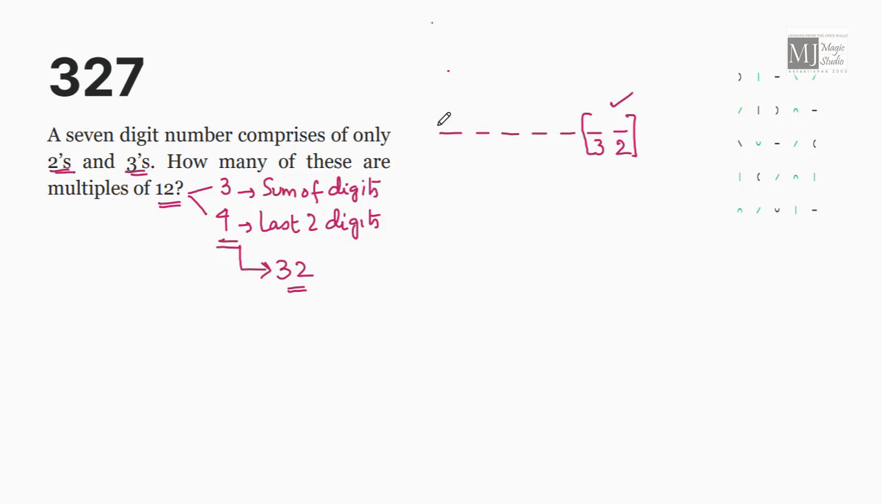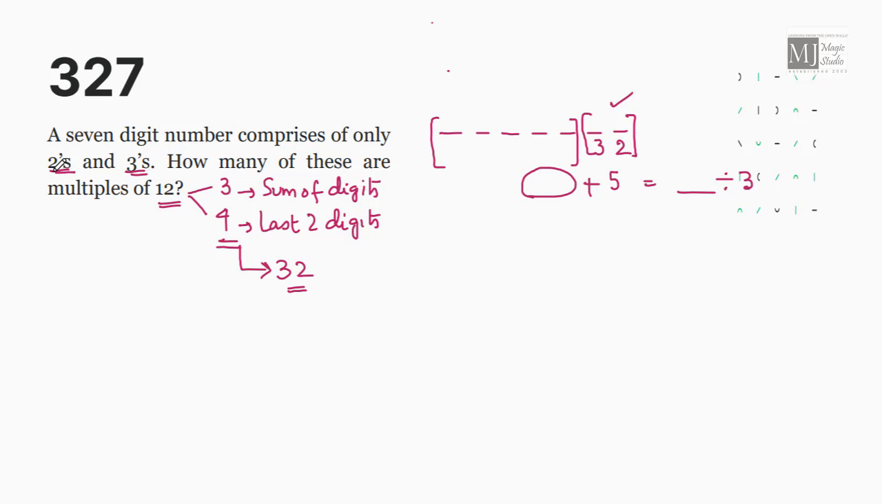Done. Now I'm dividing this into 2 parts: first 5 digits and then the next 2 digits. The sum of these 7 digits should be a multiple of 3. Now the last 2 digit sum is fixed at 5. That means the sum of these 5 digits plus 5 should be a number which is divisible by 3.